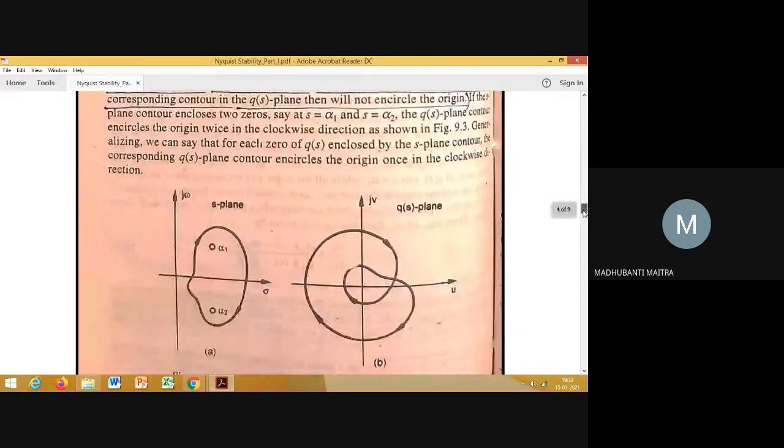In this case, if we assume that this is not a zero but instead a pole, this phasor will rotate like this. While we traverse this S-plane contour, the phasor will rotate in the same manner. Clear? So the net change in angle will be equal to 360 degrees, that is 2 pi. And since we are traversing this contour in the clockwise direction, the net change in angle will be minus 2 pi.